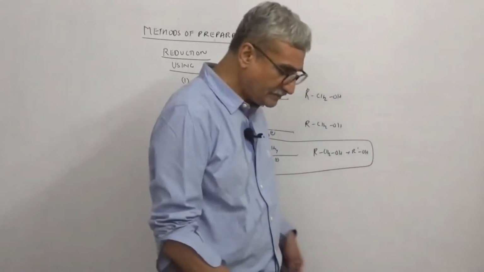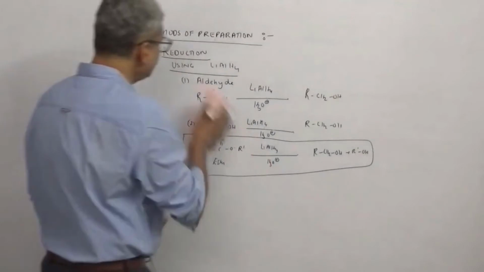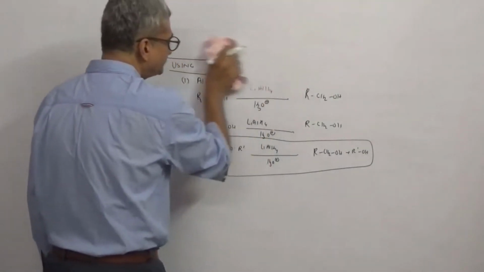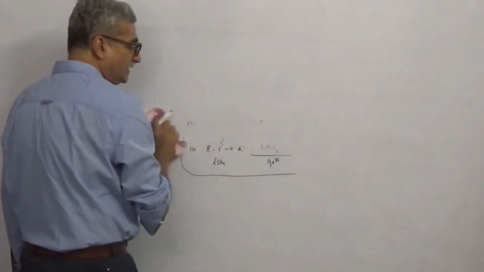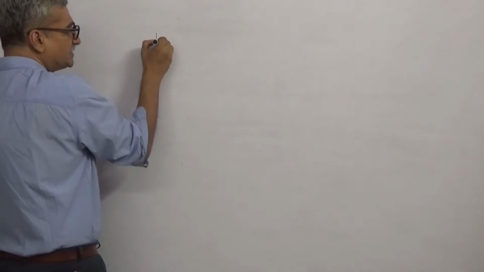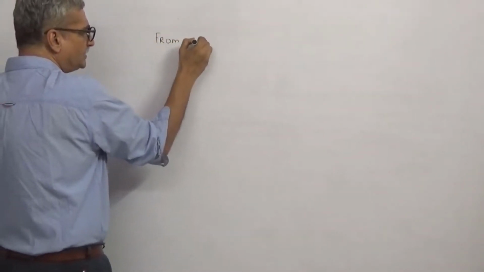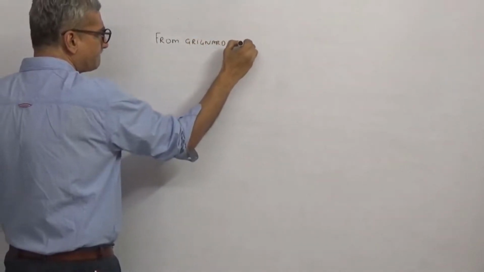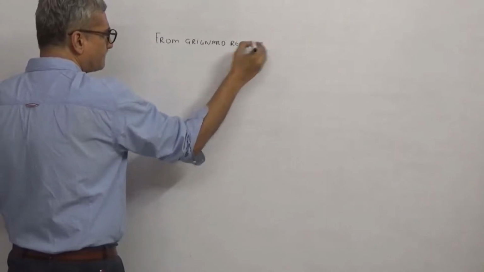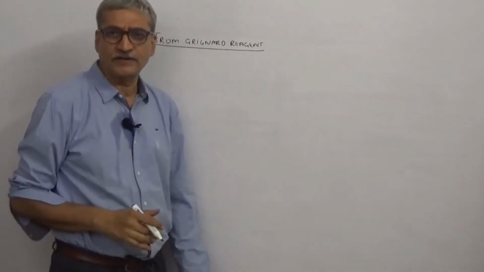The next method is from Grignard reagent. So let us see what happens with formaldehyde, any other aldehyde and ketone. So the next method of preparation is from Grignard reagent. Is this point clear?